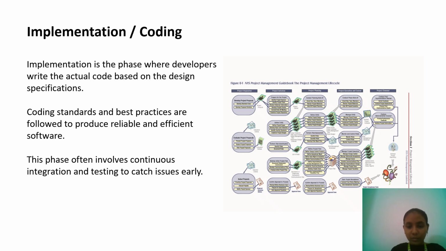For those problems, we need to conduct one session on the weekend. They analyze what they did and what they want to do in the next step. The implementation session is a phase where developers write the actual code based on the design specification. Coding standards and best practices are followed to produce reliable and efficient software. This phase often involves continuous integration and testing to catch issues early.